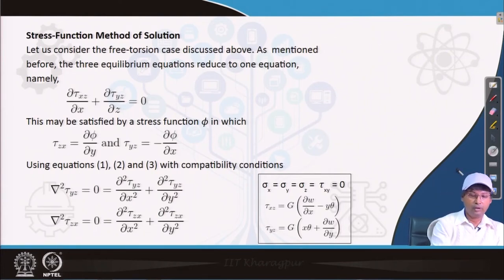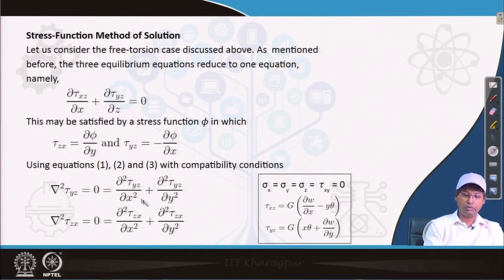This may be satisfied by a stress function phi, where the stress function is defined in terms of tau z x and tau z y, one is positive, the other is negative, and the derivative is also to be noted: tau z x is with respect to y, tau z y is with respect to x and minus. These are the equations 1 to 3 that I have brought again. If we use these equations and relations, easily we can say that grad square tau y z is equal to 0. So, these two relations hold.